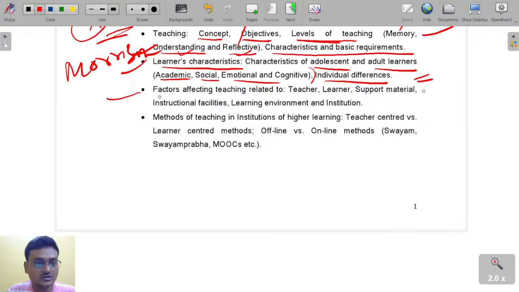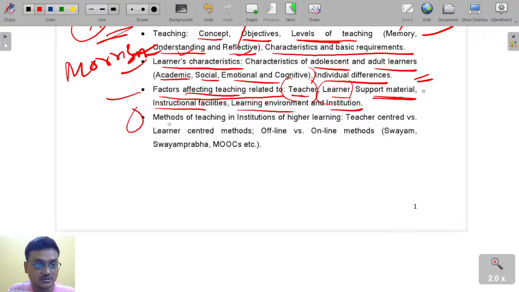And here, factors affecting teaching related to teacher, learner, support material. That means to get effective teaching, you need to consider factors related to teacher, learner, support material. What are the support materials? What are the tools? Then instructional facilities, learning environment and institution. These are the factors that are affecting teaching.